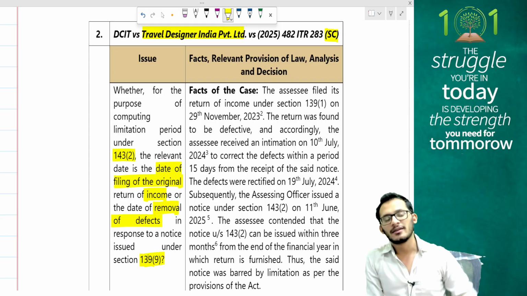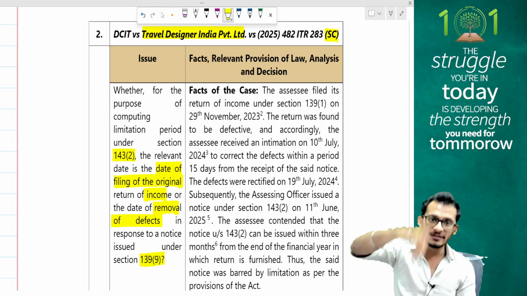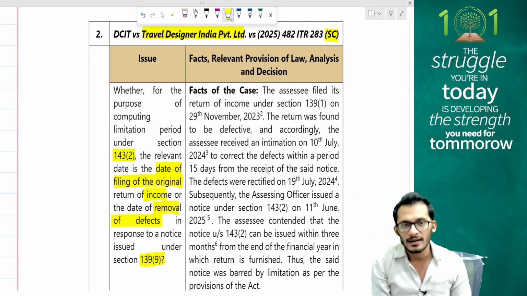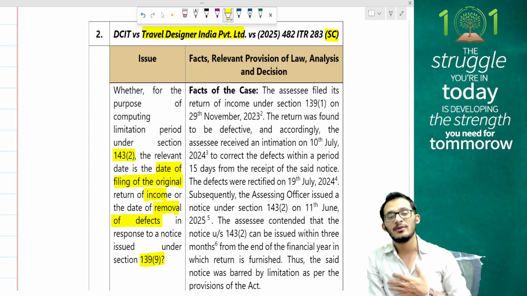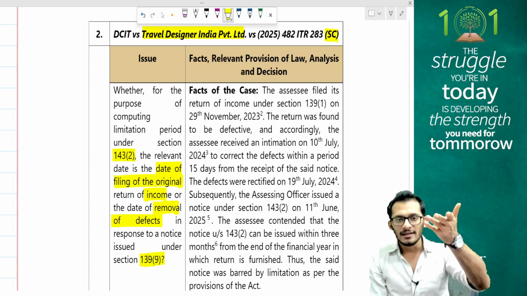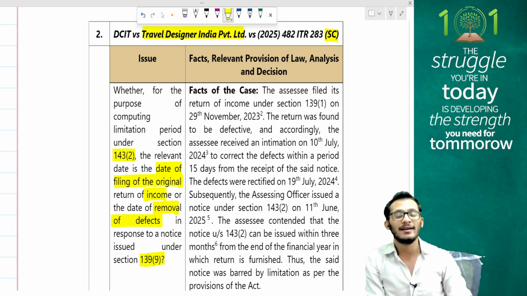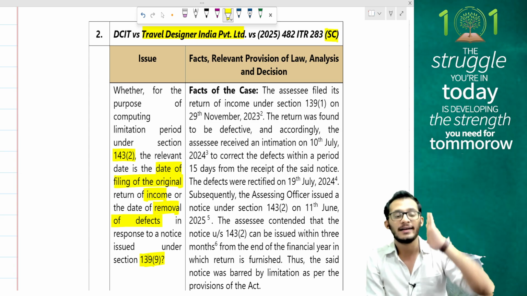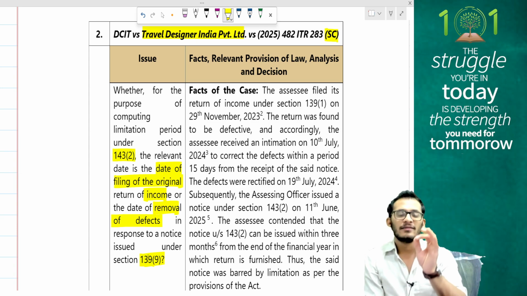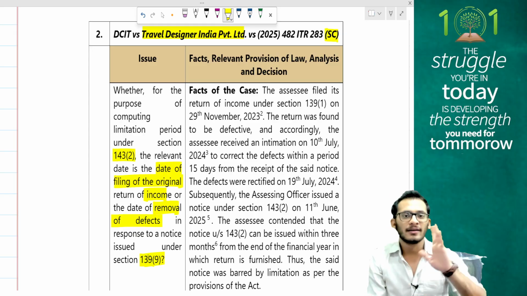Because you have filed a new return right now, my timeline to issue the notice will now be 3 months from the end of this financial year in which the return is filed. And that's where the comedy started, because the assessee said, sir, you can only take 3 months from the date of the original return. This is my defective return. You cannot ask me for a new timeline just because I filed a defective response, and therefore your notice is time barred. This matter traveled to the Supreme Court to decide whether, when you look at a notice under 143(2), you are looking at the date of response as the original return or you are looking at the defective return.